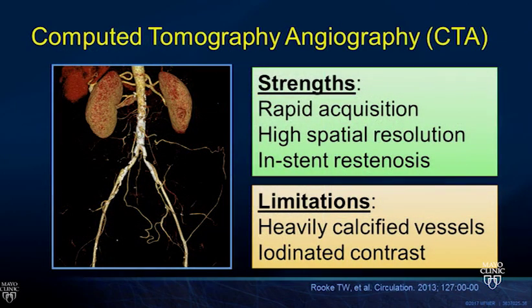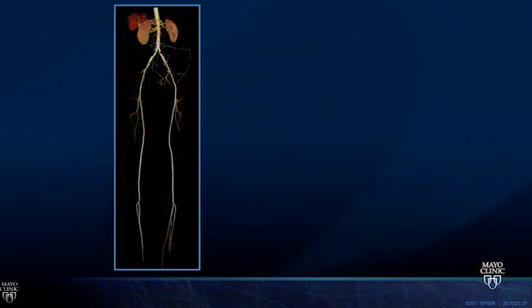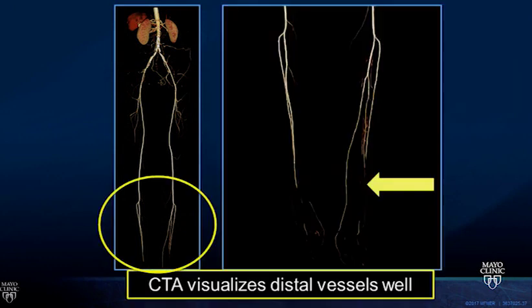CTA. So the strengths, it's very rapid acquisition. People aren't having to stay in the scanner for a long time, like an MRI. Very high spatial resolution. You can actually tell for many patients if there's evidence of in-stent restenosis. We're limited by really heavily calcified vessels. It's just hard to sometimes tell how significant of a stenosis there is if the vessel is just lined with a wall of calcium. You get this blooming artifact and things look worse than maybe they really are. And then certainly patients need to have iodinated contrast. So this is an example of that roadmap you get with a CTA. And what I wanted to highlight was that those distal vessels are visualized really well with CTA.